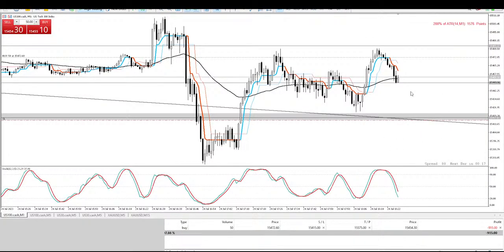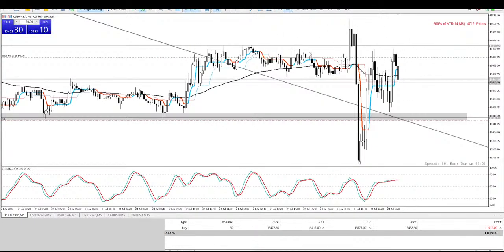Okay, if we get some bullish movement here, actually, you know what? I'm not going to add more to this trade just because of the kind of situation that we're in.